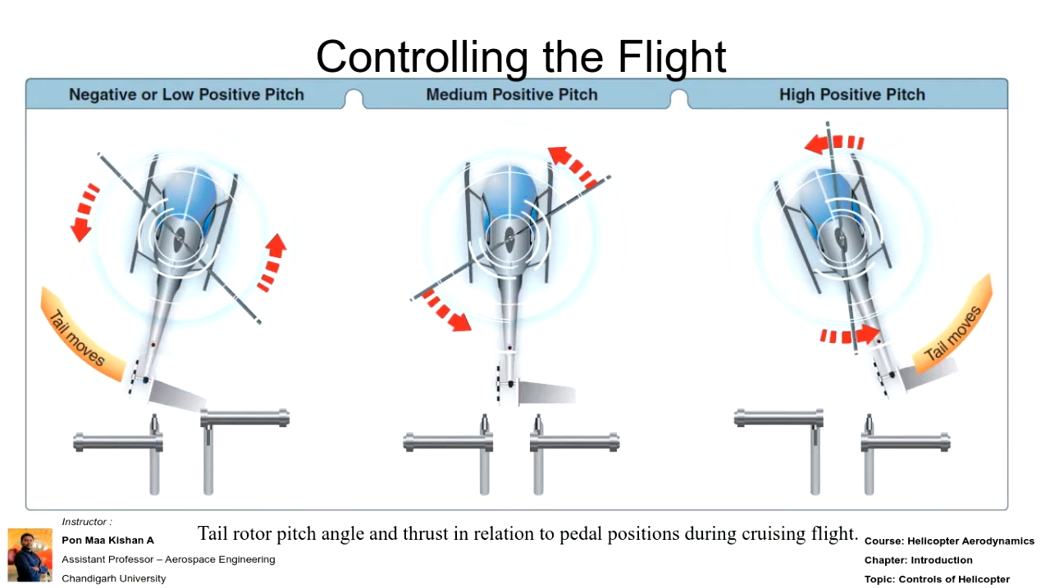Kindly look into this image clearly. When I am pressing the right pedal, the anti-torque rotor, that is our tail rotor, will be providing a thrust, so that the rotor will be moving like this, and the nose of the helicopter will be turned towards the right side.